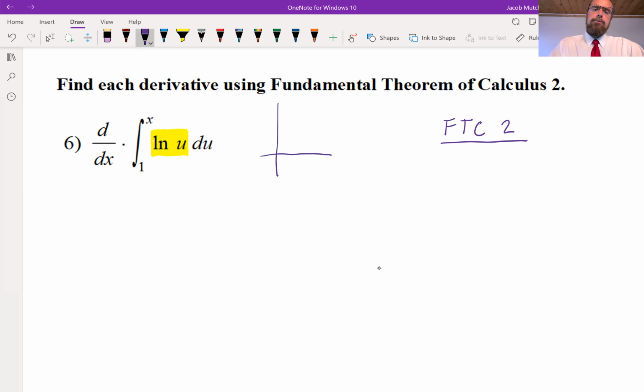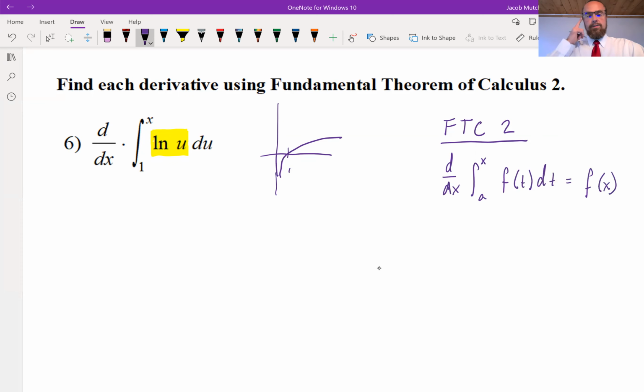Just considering the natural logarithm function, it would not exist for negative values, but definitely 1 is within that open interval of its continuity. The fundamental theorem of calculus 2 again states that the derivative of that integral from a, which is a number, to x, the variable, of f of t dt, is going to be f of x. So we've satisfied the hypothesis of that theorem. We just need to apply it.